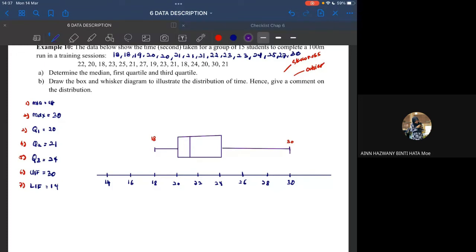Tak ada masalah kan kat sini? Boleh kan semua orang? Boleh, Miss. Okay. So label Q1, Q2, Q3.